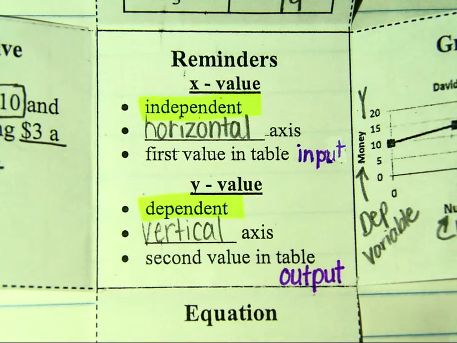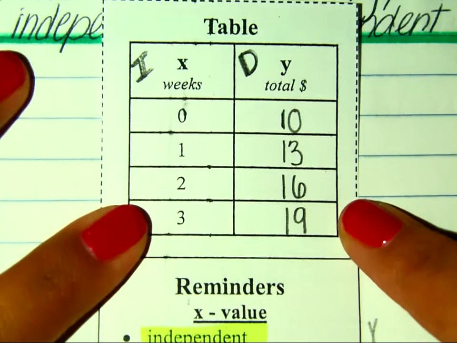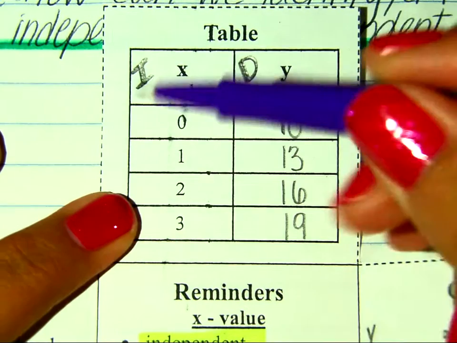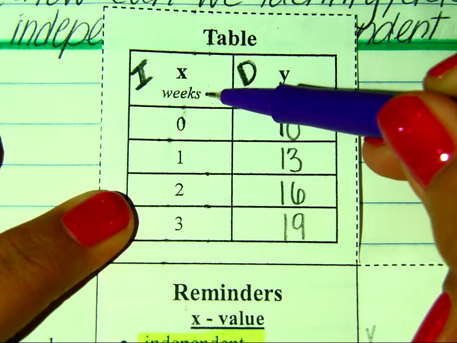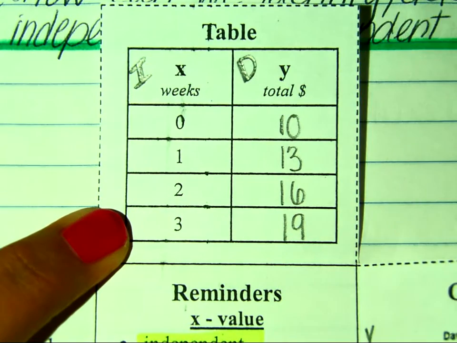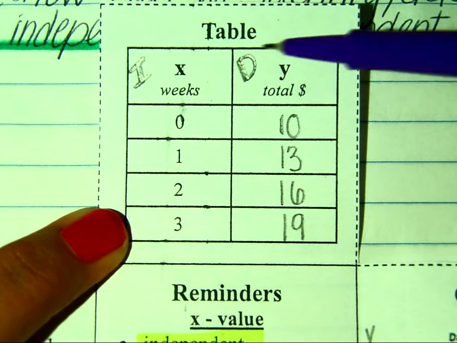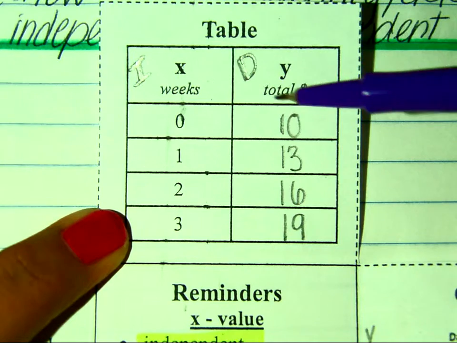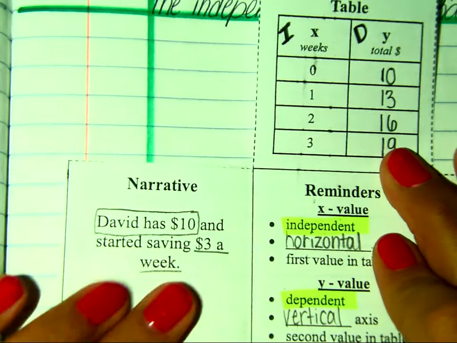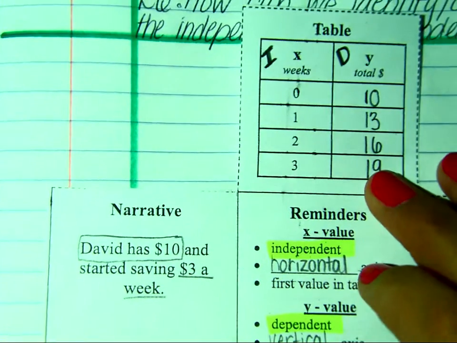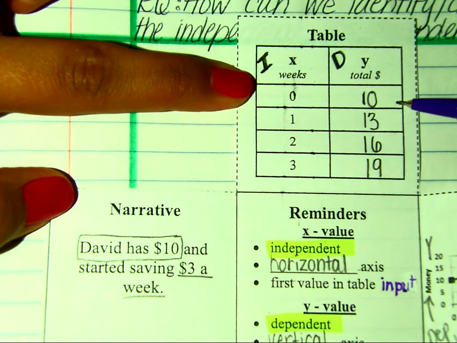So one of the things we talked about is when you have a table, we want to start getting into the habit of labeling both the independent and dependent variables. So your x value, in this case, which is weeks, is going to be our independent variable. The y value, which is representing the total money, is our dependent variable. And this goes back to the problem situation that we had initially, where it says David has $10 and started saving $3 a week. So prior to him saving, which is 0 weeks, he hadn't started saving yet, he already had $10.